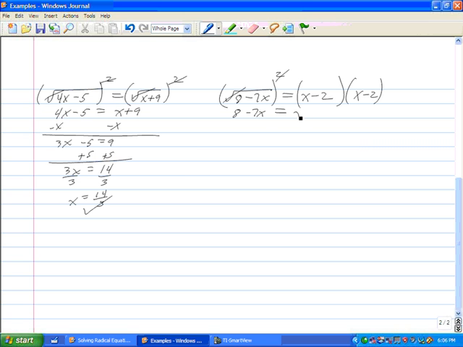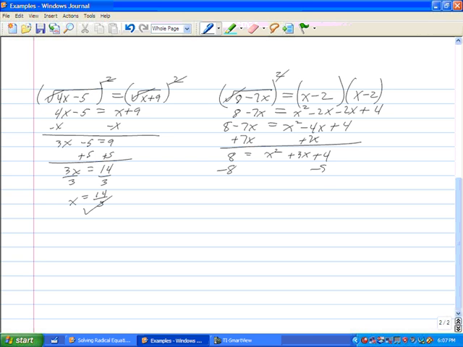Here, first times first is x squared. Your outer product is a minus 2x. Your inner product is a minus 2x. Last times last becomes a plus 4. Combine some like terms. Again, we have a quadratic. We have to set equal to 0. So I will add a 7x here, and I get 8 equaling x squared plus 3x plus 4.